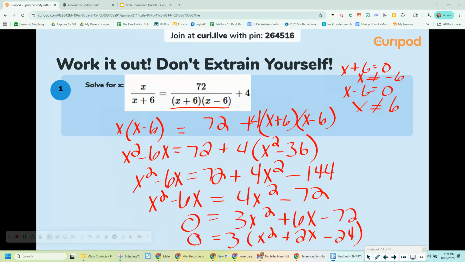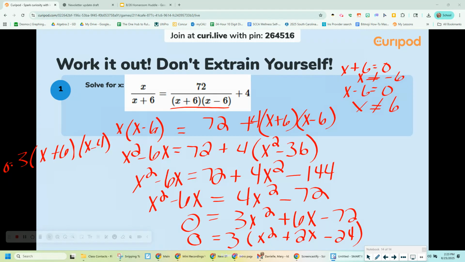So let's come over and try to factor down that x squared. So that's going to leave me with 3 times x plus 6 and x minus 4. That's still equal to 0. Now, if you are still struggling with your factoring, remember we've done a lot of practice on factoring, so you need to know how to do this factoring.